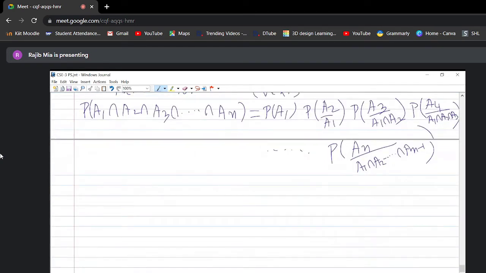So next, total probability law and the Bayes theorem. Using total probability law, you can write the formula of Bayes theorem. Before that, we need to know what are mutually exclusive events and a set of exhaustive events. You have already known what mutually exclusive events are. First, mutually exclusive events.